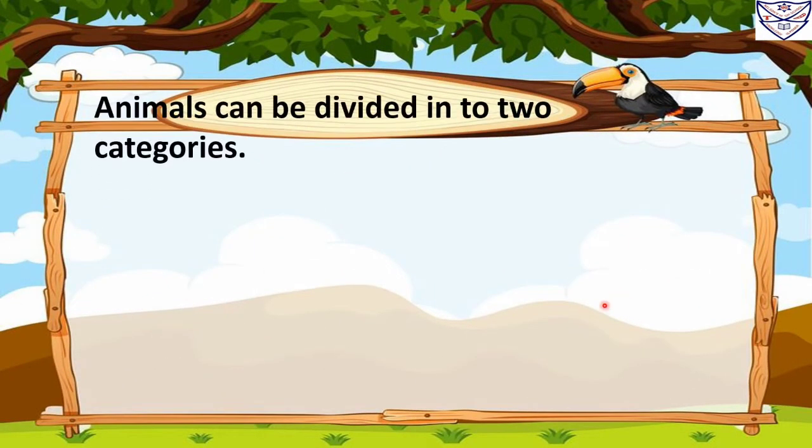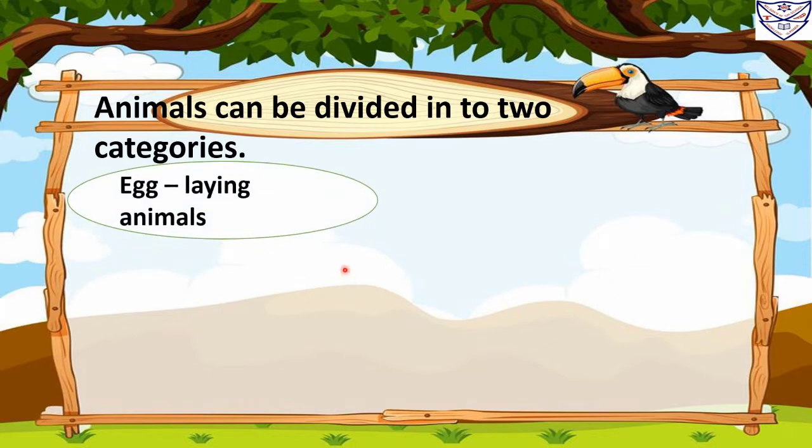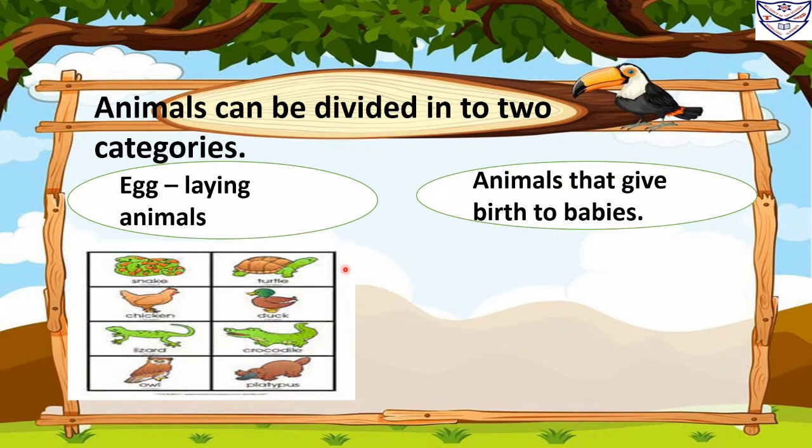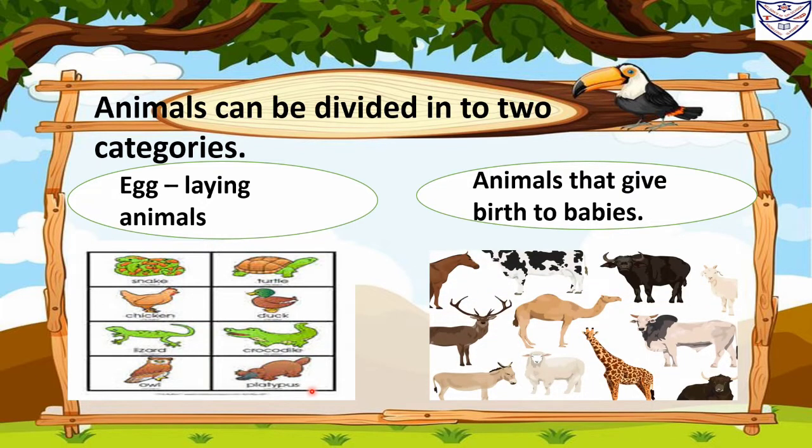Animals can be divided into two categories. They are egg-laying animals and animals that give birth to babies. Here, in this picture, you can see some examples of egg-laying animals: snake, turtle, chicken, duck, lizard, crocodile, owl, platypus, etc. And here in this picture, you can see some examples of the animals that give birth to the babies. For example, zebra, goat, camel, cow, buffalo, etc.